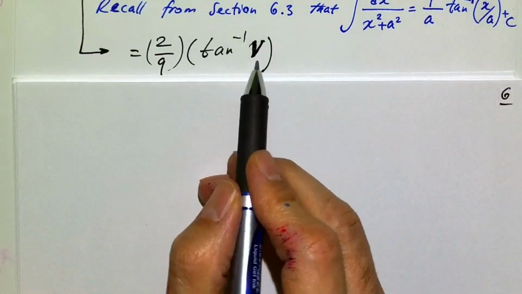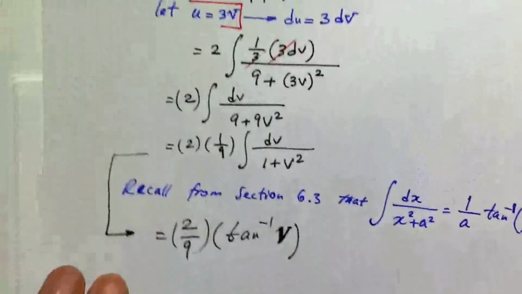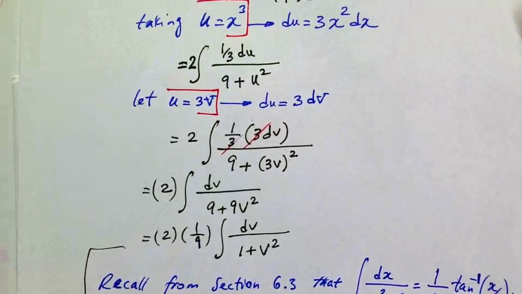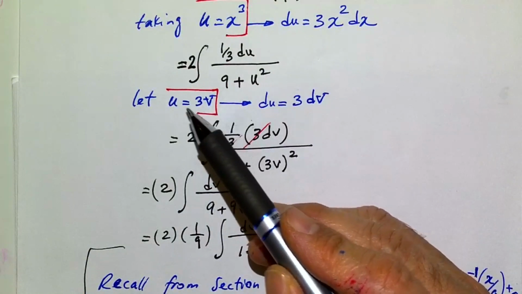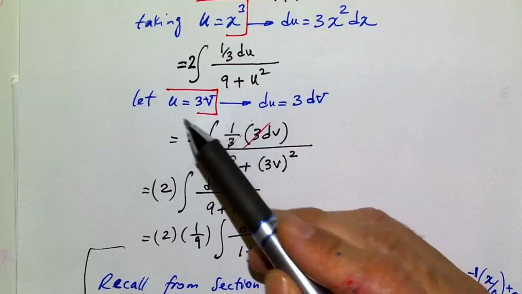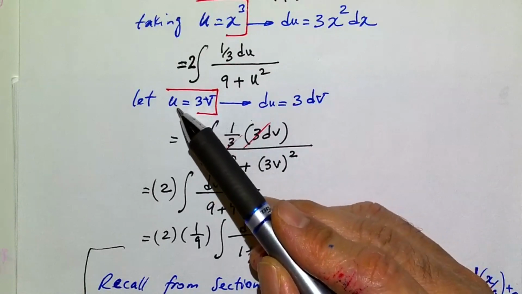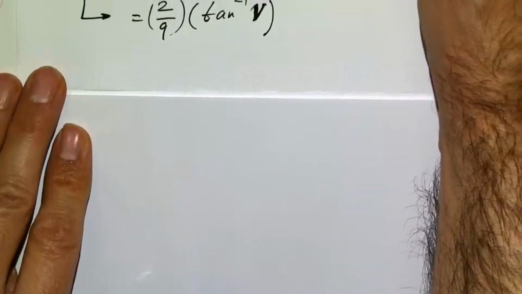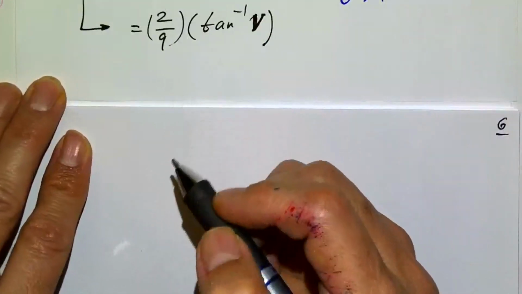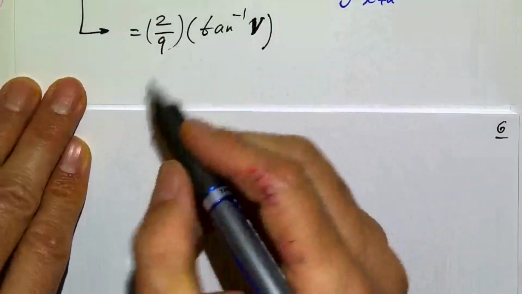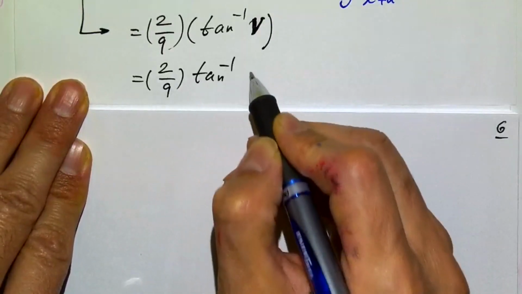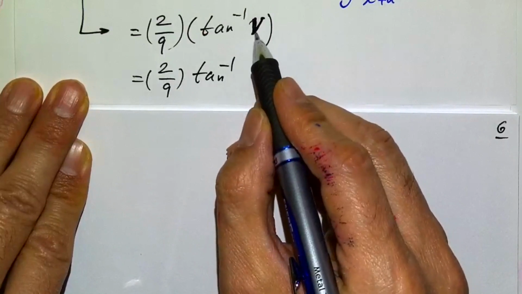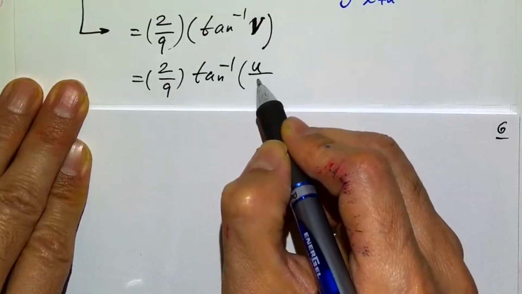Because u was set equal to 3v, then v is equal to u divided by 3, right, from this. V would be equal to u divided by 3. So let me replace that. I guess I can put one more line here. 2 over 9 times inverse tangent of u, instead of v, we have u divided by 3.